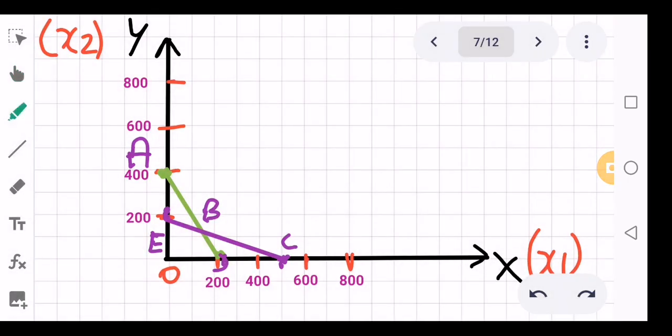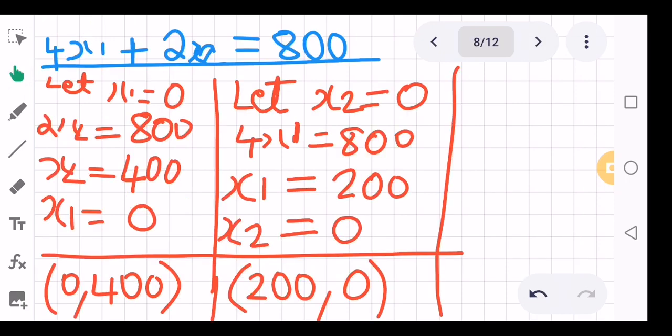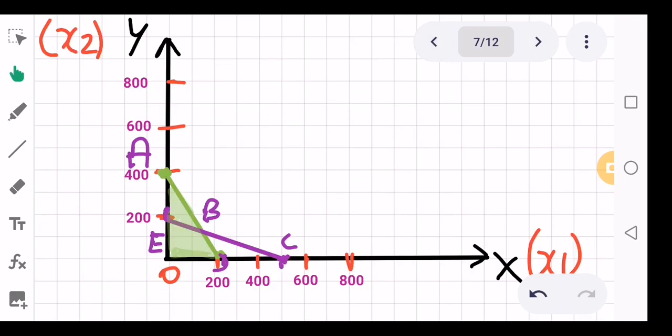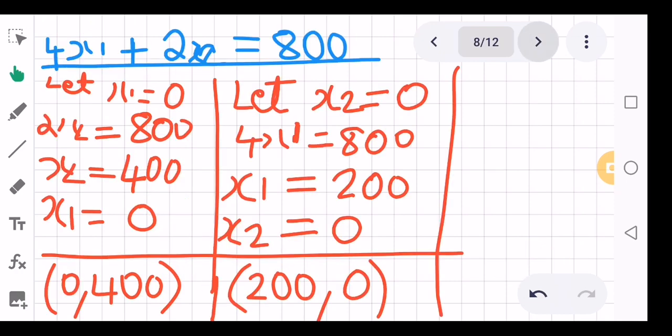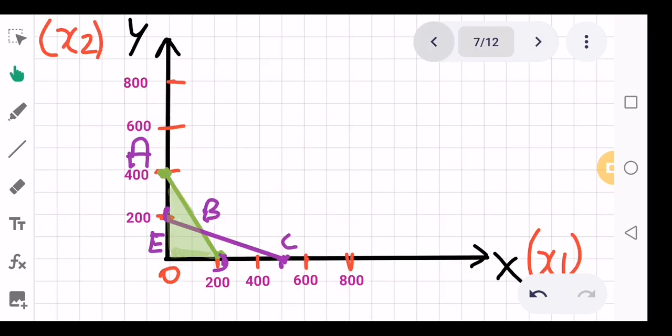Let's mark the green area. Why are we marking this inward? There is inward marking because there was a less than symbol, right? If you remember the equation, it was less than or equal to. Whenever there is less than or equal to, we will be shading inwards, that is towards the origin. Let me show you one. This is your first constraint, and this constraint is this green marking. AD is your first constraint.